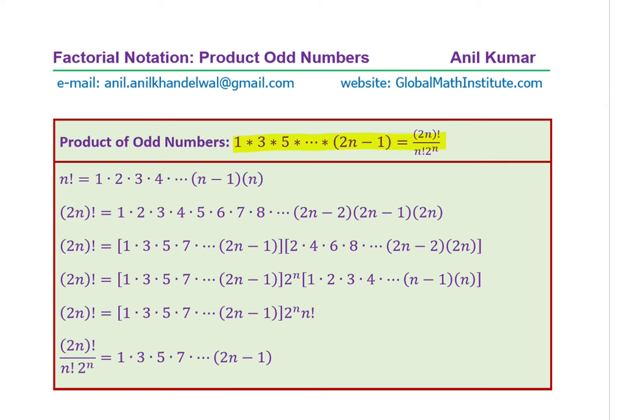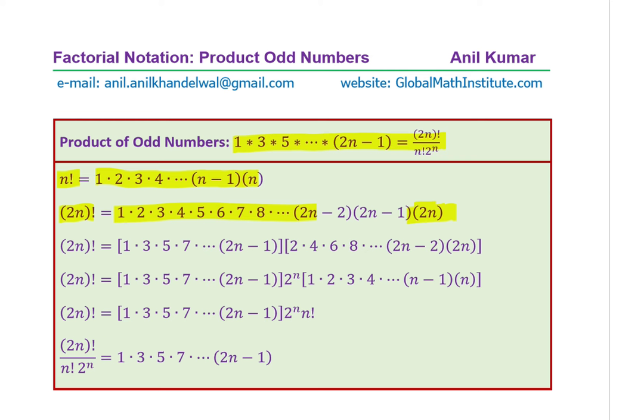Well, to begin with, let's once again see what is n factorial. N factorial is 1 times 2 times 3 till n, the product of first n terms. 2n factorial should be what? Product of first 2n terms, right? So we'll begin with 1 and go up to 2n, right?